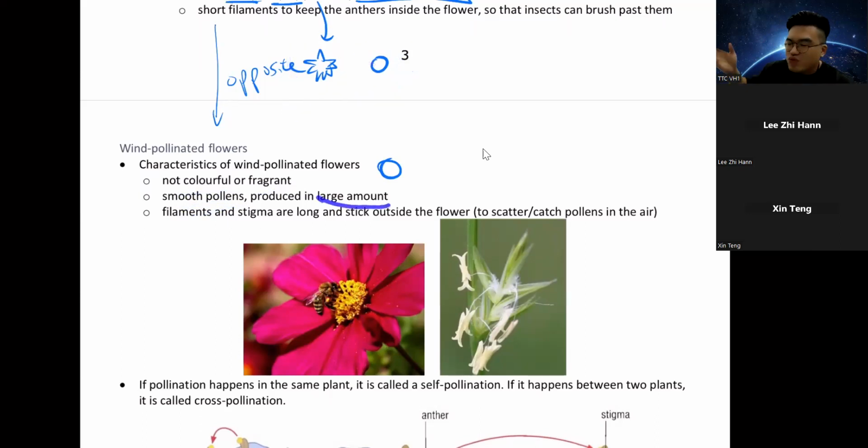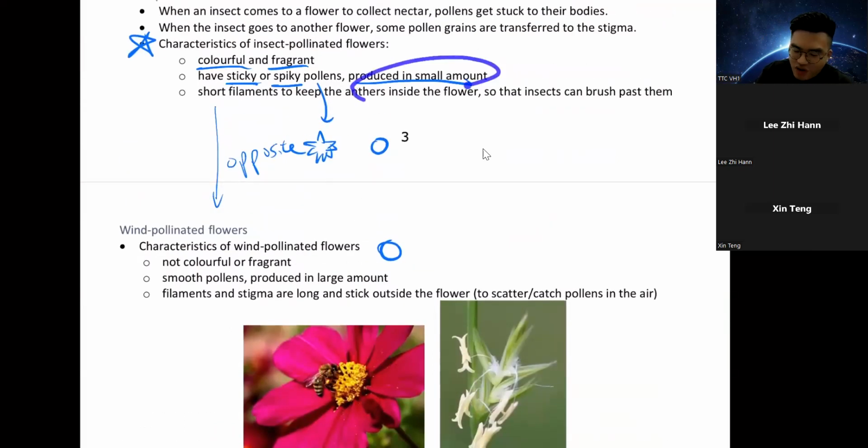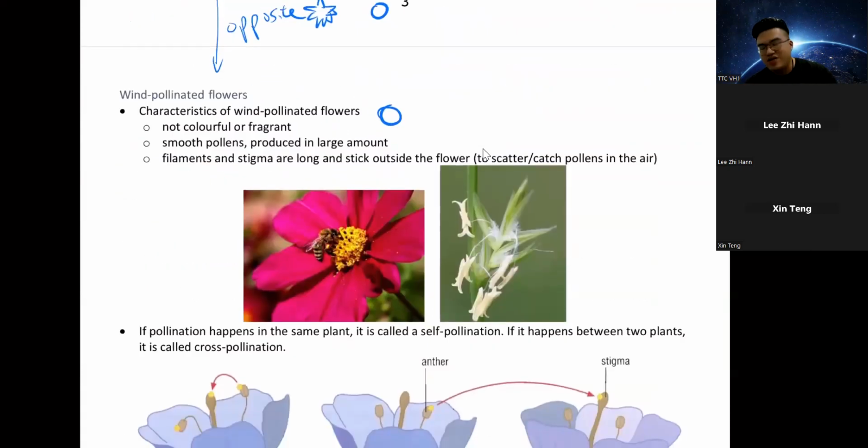And it's in large amount because wind blow, they fly everywhere. This one, small amount because they don't need a lot because insect will for sure get it. Very easy to transfer to the next flower, so don't need a lot. Wind very hard because I don't know where they will go. I just need to make 1,000. It's a machine gun. I shoot 1,000. Hopefully one will go. Not like the one I only need 50 because for sure it will go to the next flower. Okay, so filament and stigma are long and stick outside the flower to scatter, catch pollen.